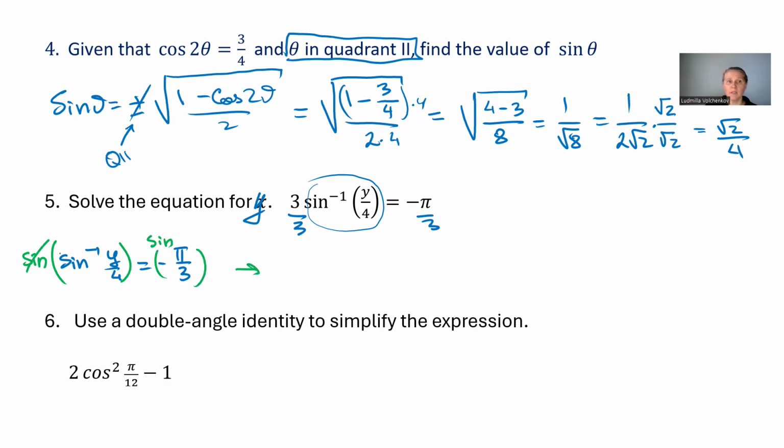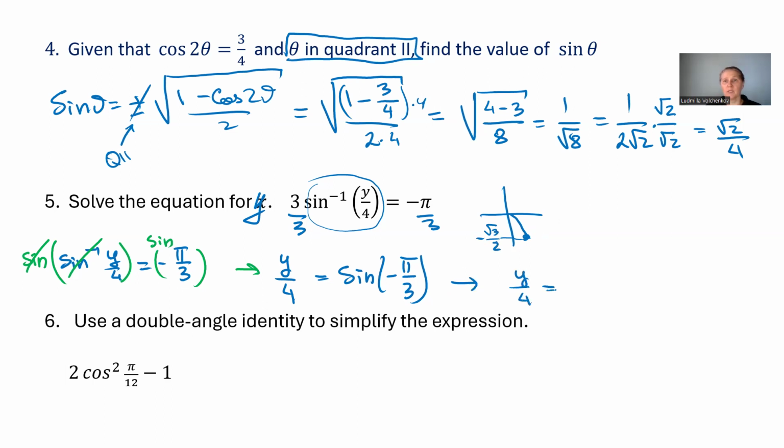Inverse function, sine and inverse sine cancel out, and we receive y over 4 equals sine of negative pi over 3. Look at the unit circle, negative pi over 3 is here. Reference angle 60 degrees, so the sine is negative square root of 3 over 2. So y over 4 equals negative square root of 3 over 2.